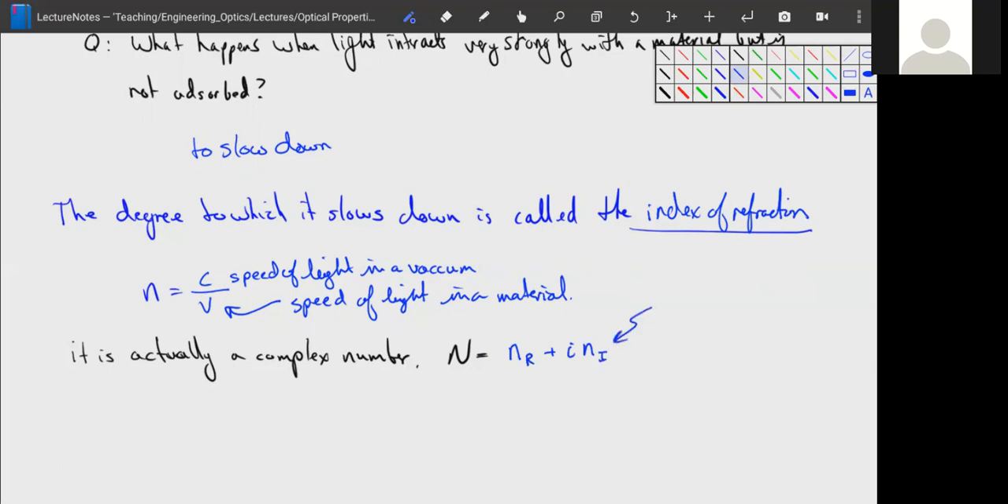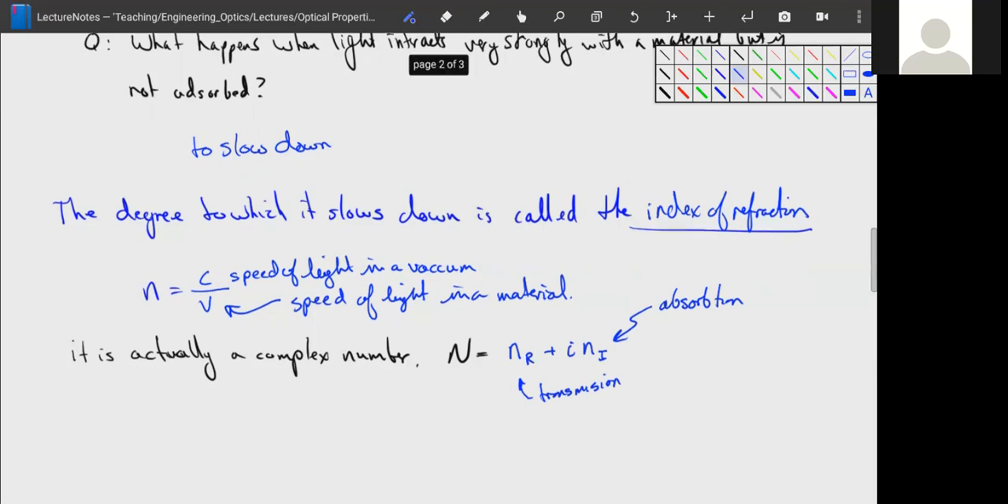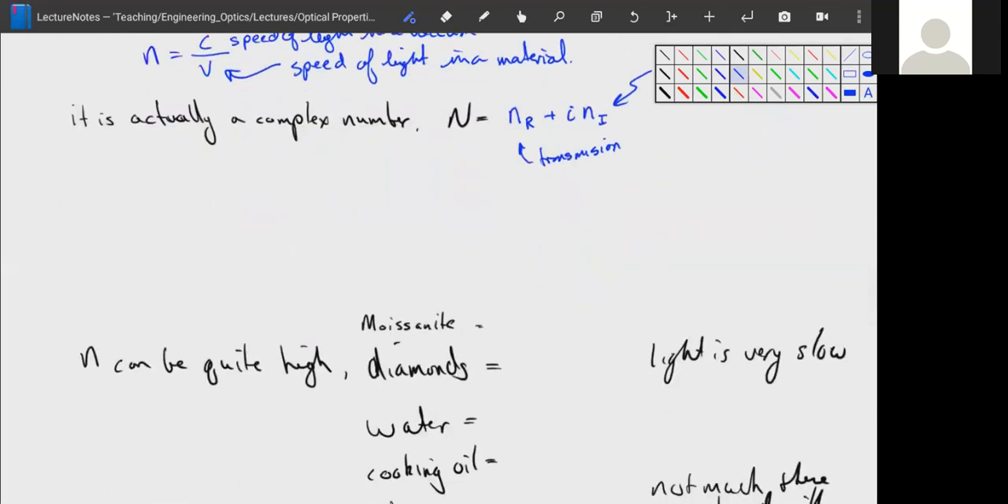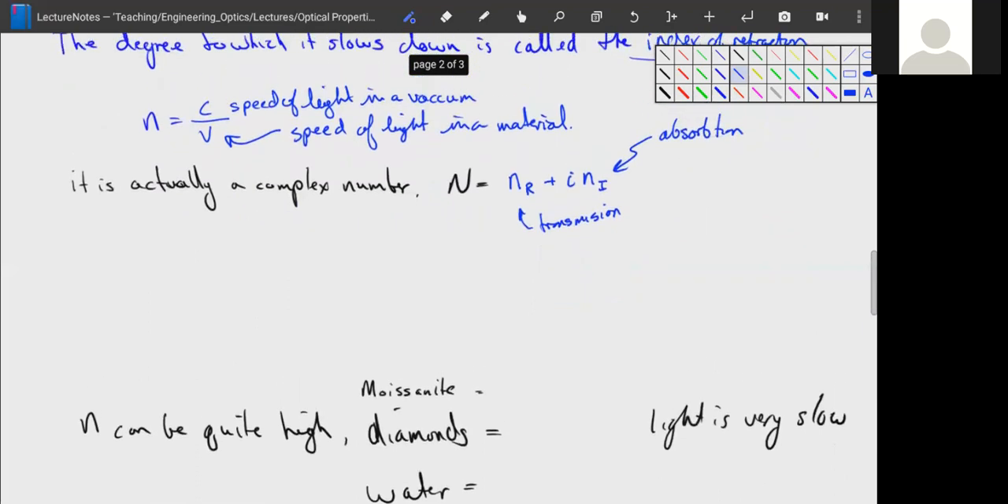And the imaginary part deals with absorption, absorption of the energy of the photon. And the real part deals with transmission. Right? So yeah, like I said, we're only going to talk about the real component for the first third of the course, and then we'll start talking about the imaginary component when we start talking about reflectance off of metals, absorption, and things like that.